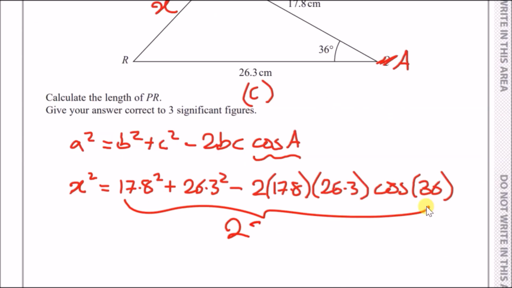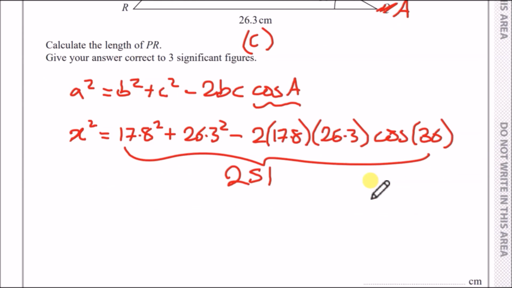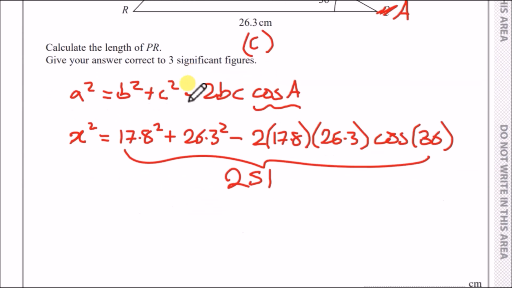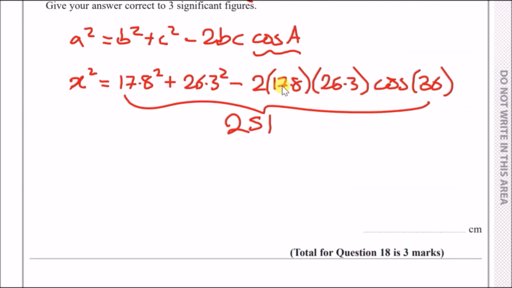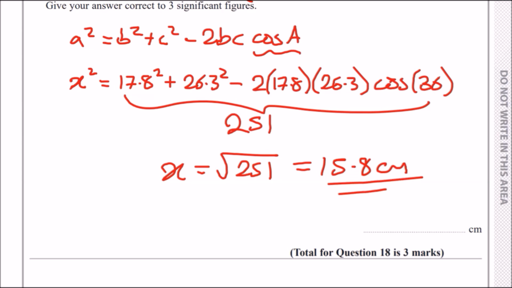Be careful, guys, because you want to find the length of PR. So you don't want to find x squared, you want to find x. That means you need to take the square root. If you square root your result, you should get approximately 15.8 centimeters. And that's it, guys. It has to be 3 significant figures.